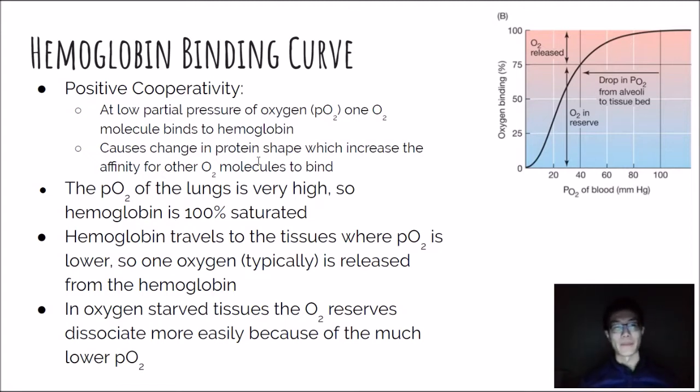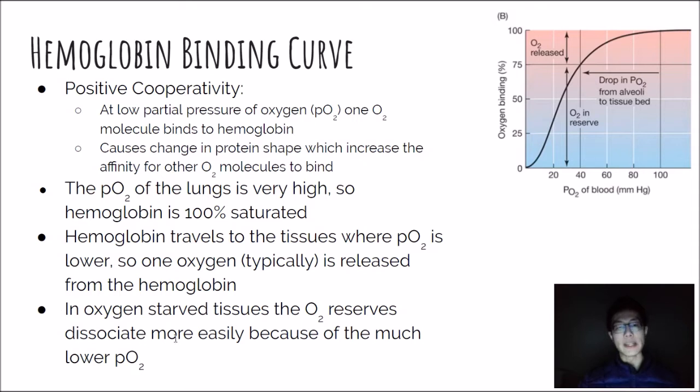So that's pretty straightforward. Now, in the lungs, the partial pressure of oxygen is going to be really high. So hemoglobin in the lungs is actually going to be 100% saturated, which kind of makes sense. You want to saturate your hemoglobin in the lungs because that's where you get oxygen. So then the hemoglobin is going to travel to tissues, and in tissues where the partial pressure of oxygen is going to be lower than, say, the lungs, one oxygen typically is going to be released from the hemoglobin to supply those tissues with oxygen.